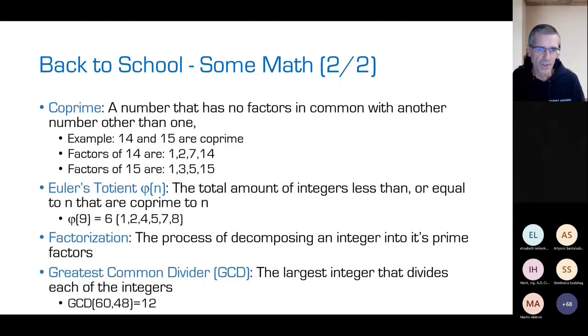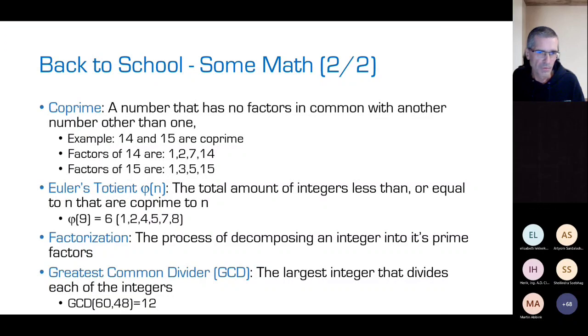Factorization is the process of decomposing an integer into its prime factors, and that is a technique that we will use at the end of the presentation to factorize a modulus into its prime factors. So factorization just means that if you have a number, let's say 6, and you want to factorize it, then the factors are 2 and 3. So that's actually the opposite of taking the product of 2 factors.